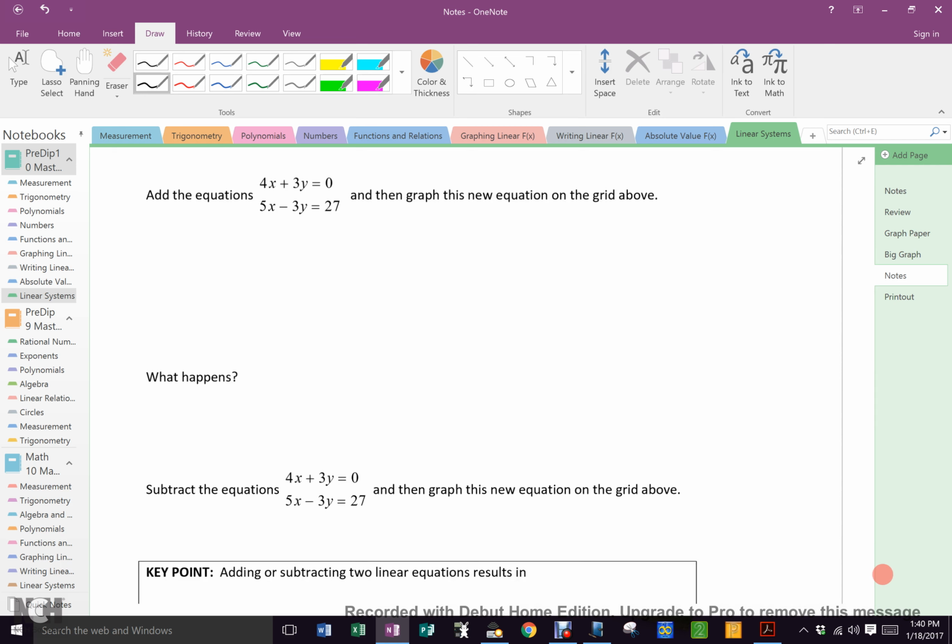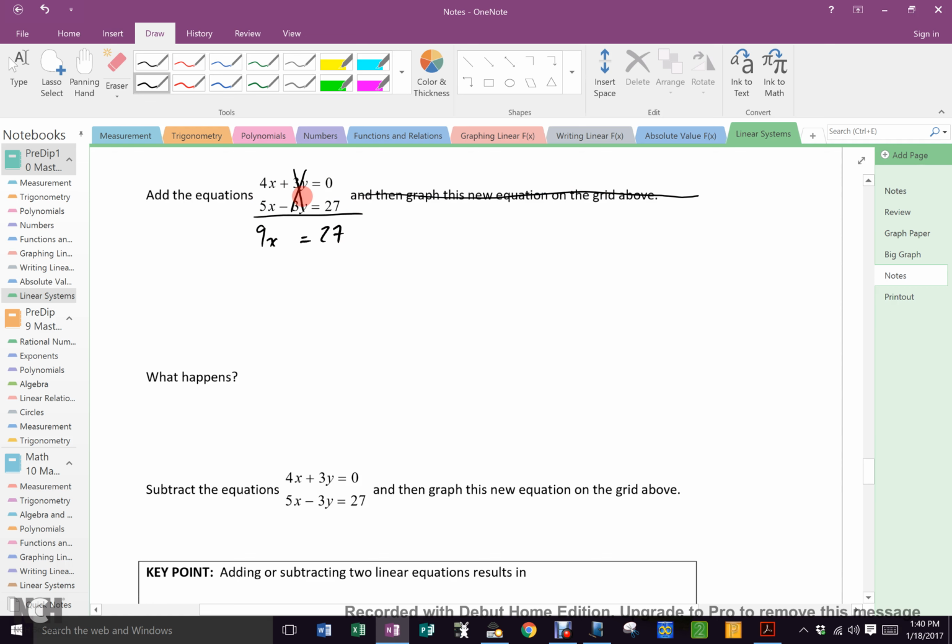Now, look at these two equations. You're not going to do the graph. If you add those equations, what do you get? What is 4x plus 5x? 9x. What is 3 plus negative 3? 0. So what happens to it? Goes away. What is 0 plus 27? 27. What just happened?